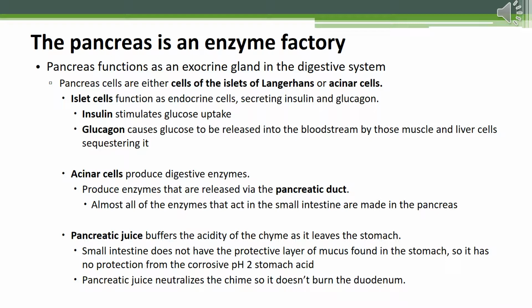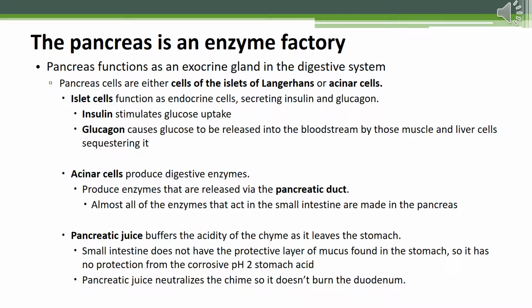And these function as endocrine cells because they secrete insulin and glucagon. And insulin is the hormone responsible for glucose uptake, and we'll talk about it in greater detail in a second, as it is involved with diabetes. And then there's glucagon, which causes glucose to be released into the bloodstream by those muscle and or liver cells sequestering it, so it kind of has the opposite effect on glucose than what insulin has.